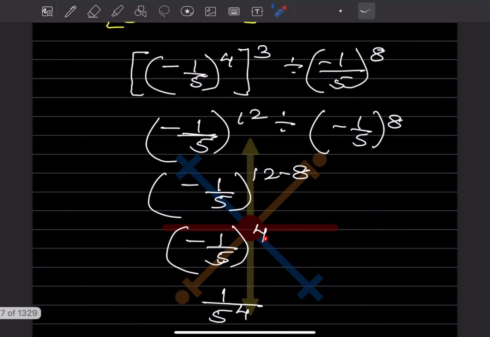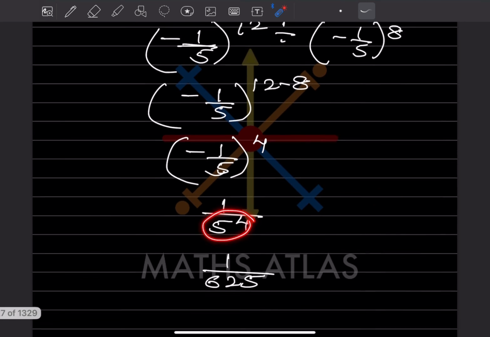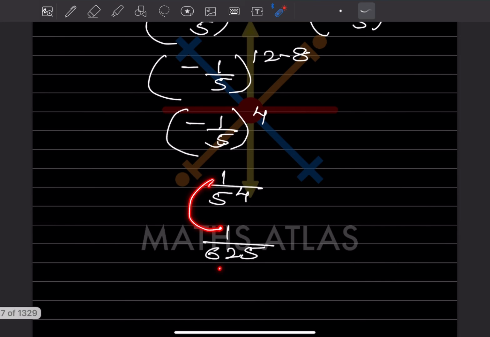So now you can see this is an even number. So minus 1, if you multiply 4 times, that is going to be 1 itself. And 5 when you multiply 4 times, this is going to be the same. So now this is going to be 1 by 625. So be careful with this one, because even if it is minus 1, that becomes positive because this is an even number.